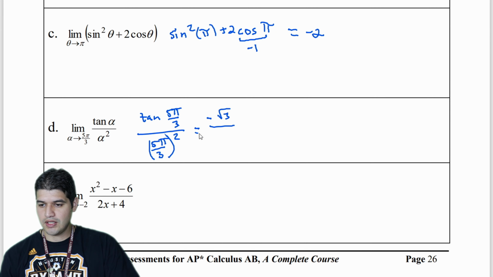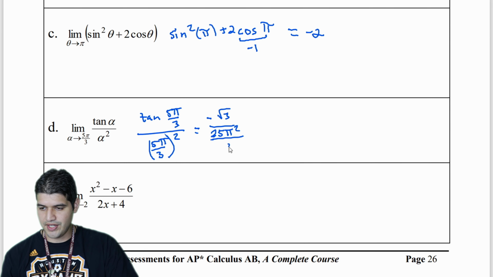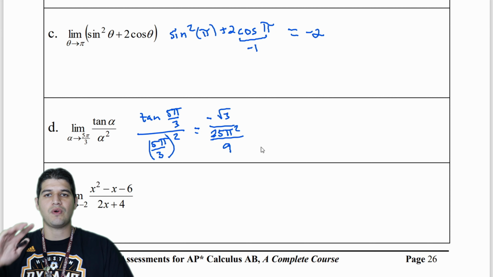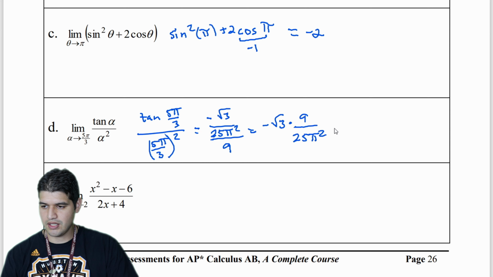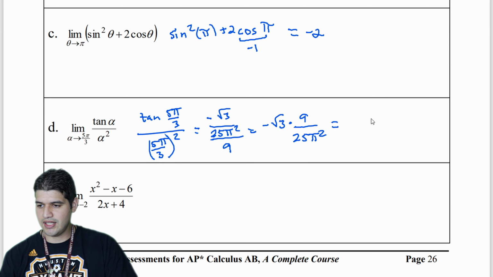And then let's square the denominator, so 25 pi squared over 9. And let's simplify this, so all we're going to do is multiply by our reciprocal, just flip and multiply. So negative square root of 3 times 9 over 25 pi squared. And just rewrite this, -9 square root of 3 over 25 pi squared.